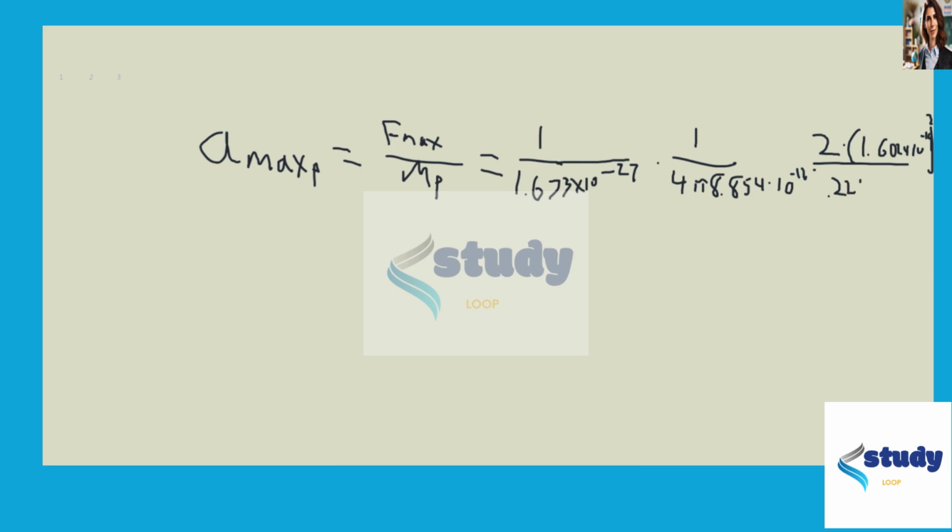0.225 nanometers is 0.225 times 10 to the minus 9 meters. And that needs to be squared too. Okay, so if we plug that into some sort of calculator, we can calculate that to be 5.45 times 10 to the 18, and we're calculating an acceleration. So that's going to be in units of meters per second squared, since we're in SI units. So this is the acceleration of the proton.